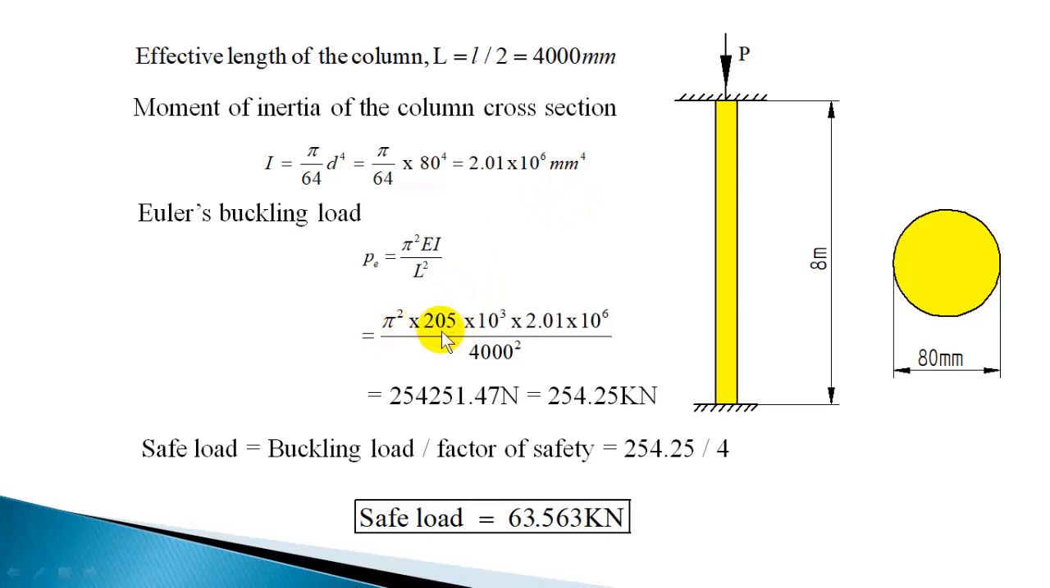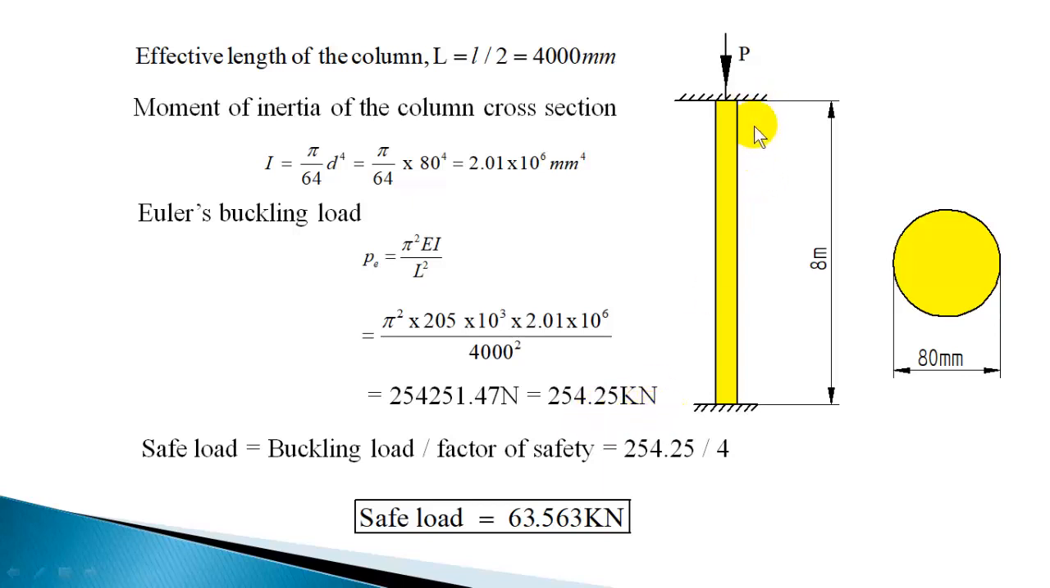Now pi square E is given 205 gigapascal, so we have converted into Newton per mm square, into I, the calculated value of I substituted, and the effective length is 4000 for this end condition. So you will get 2,54,251.47 Newton or 254.25 kilonewton.